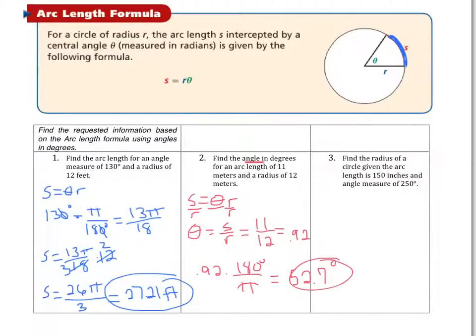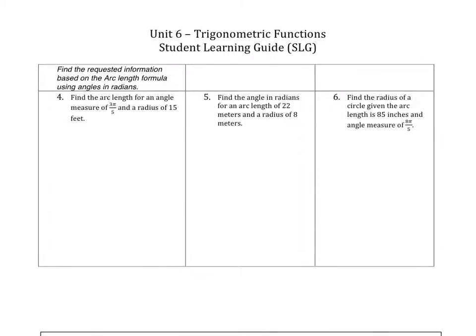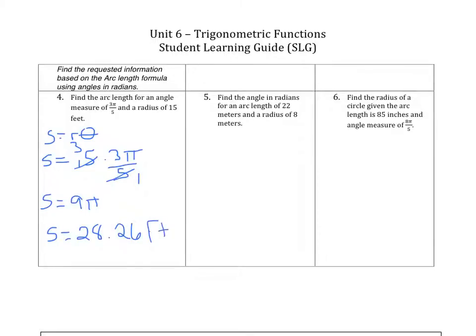Let's go ahead and look at page 2. In number 4, we are looking at our angle is already in radians. So we have S equals R theta, and then S equals, our radius is 15 feet, times our theta, which is already in radians, 3 pi over 5. I can cancel out 5 in the bottom, I get 1, so 5 in the top, I get 3. So S equals 3 times 3, which is 9 pi over 1, which is just 9 pi. And if we multiply 9 times 3.14, we get 28.26 feet. Go ahead, pause the video, and try number 5.